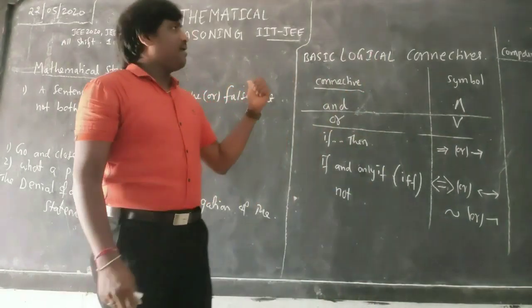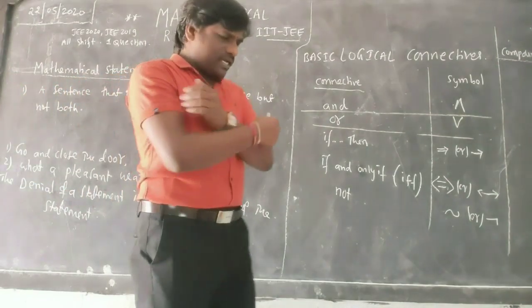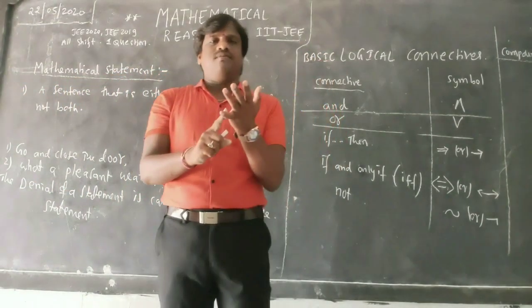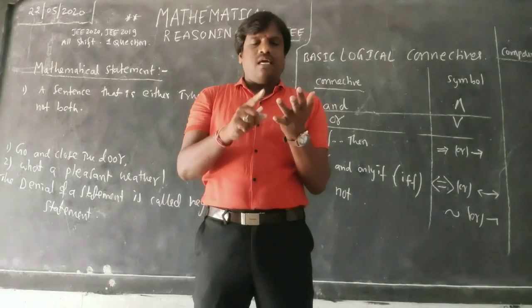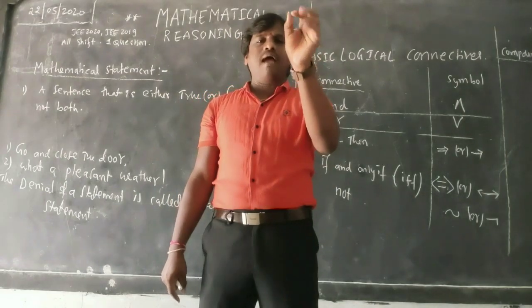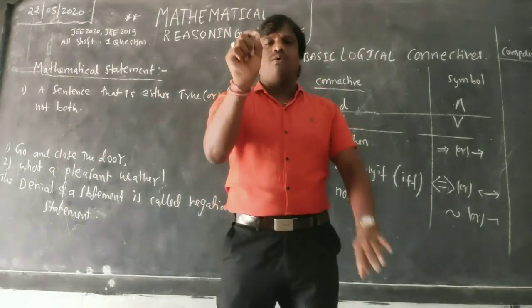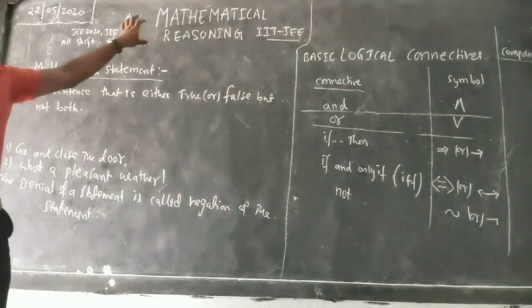Now, this topic name is called mathematical reasoning. And this topic, in class 12 for Maharashtra board, is the first chapter of class 12. In NCERT CBSE, it is in class 11. Now today I am going to discuss this chapter. Please listen here. Now what is mathematical reasoning?